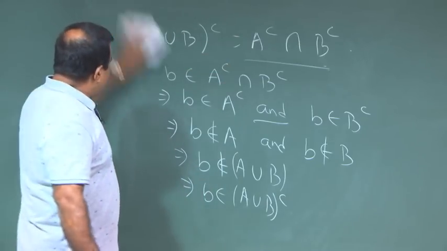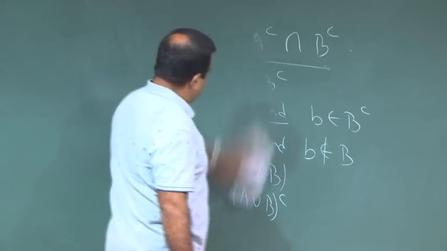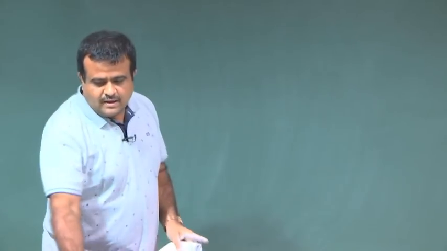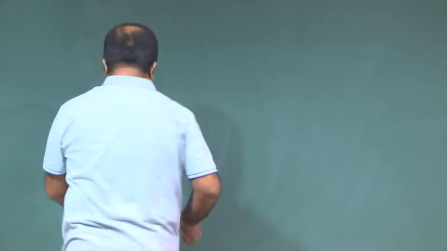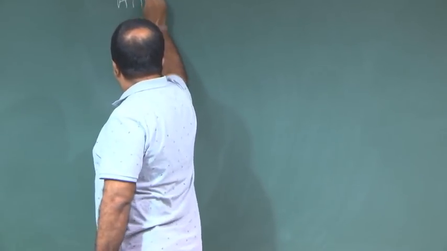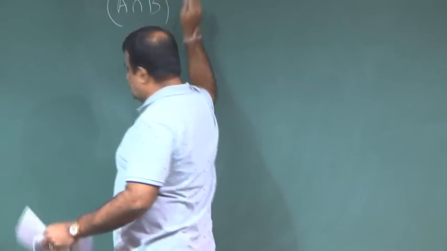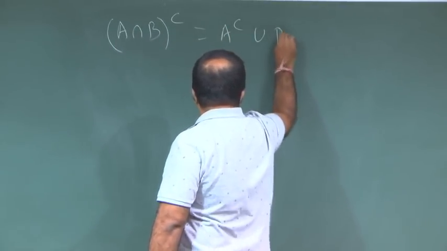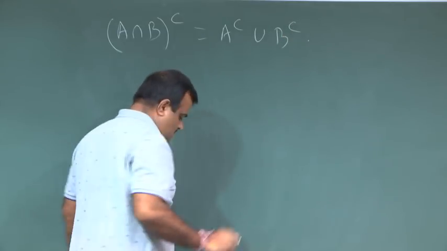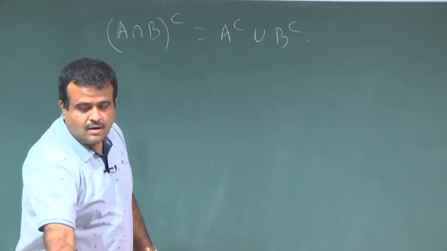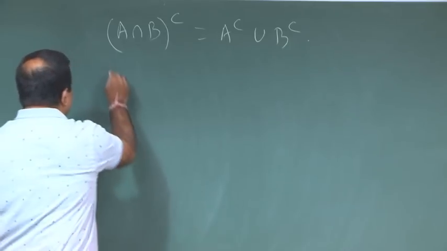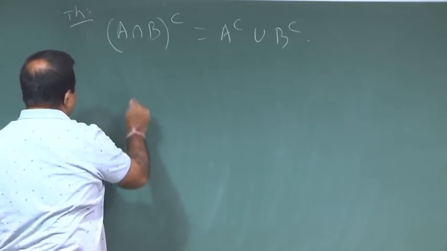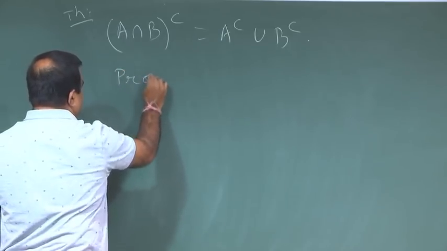So, this is the first law, and the second law is A intersection B complement is equal to A complement union B complement. Okay. So, now again how to prove this? This is a property or the law. Now, how to prove this?